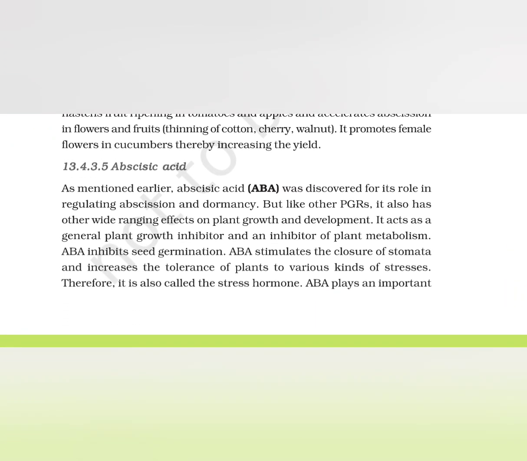Abscisic acid. As mentioned earlier, abscisic acid was discovered for its role in regulating abscission and dormancy. But like other PGRs, it also has other wide-ranging effects on plant growth and development. It acts as a general plant growth inhibitor and an inhibitor of plant metabolism. ABA inhibits seed germination. ABA stimulates the closure of stomata and increases the tolerance of plants to various kinds of stresses. Therefore, it is also called the stress hormone.